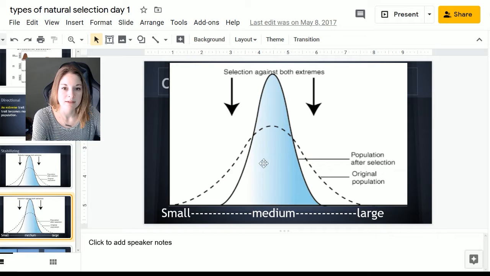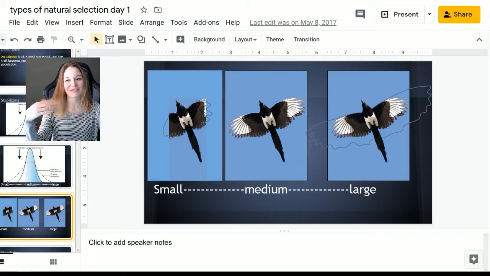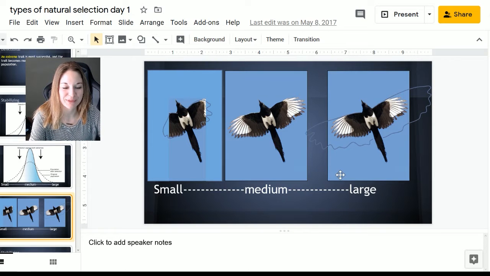And so an example of this, again, I'm just putting some traits on the bottom, would be in bird wings. I couldn't find pictures of this, so I drew things in for you.